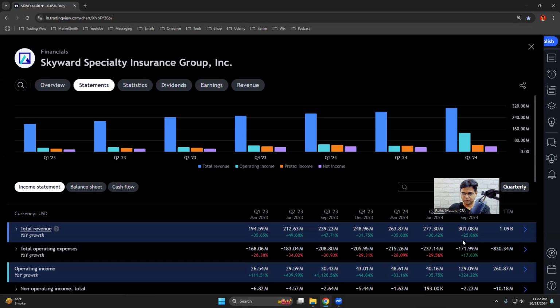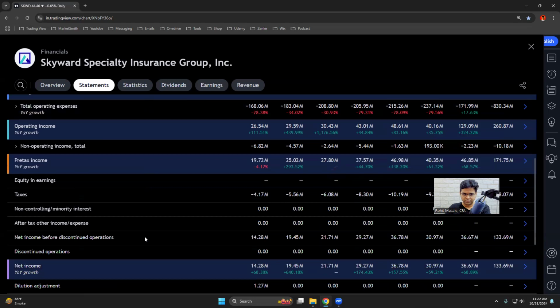Look at the latest quarters: 35%, 30%, 25%, double digit growth. So although this is decelerating growth, you still have double digit growth. You have more than 25% growth in the recent quarter. That's sales. Coming to net income, see 157, 59, 68. So 68% growth in the recent quarter, in the earnings. Fantastic. Okay, so the stock looks fundamentally strong.